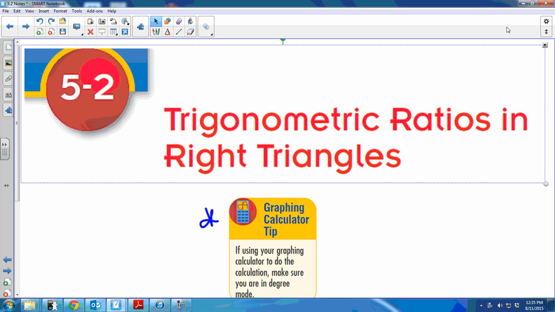All right, so learning target 5 is all about just finding trig ratios. So we're not even going to find missing angle measures or solve any triangles, really. We're just going to find the ratios. It's like sine, cosine, tangent ratios. Okay, so this is nothing new to you.